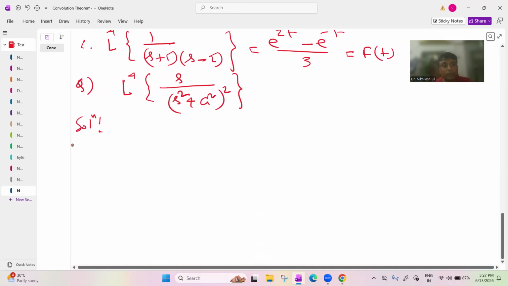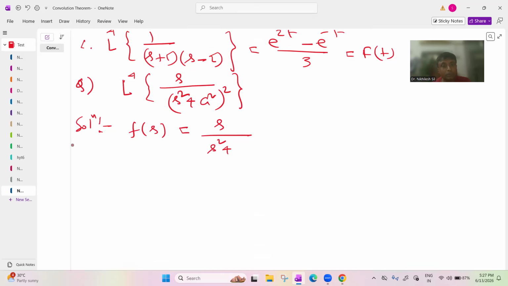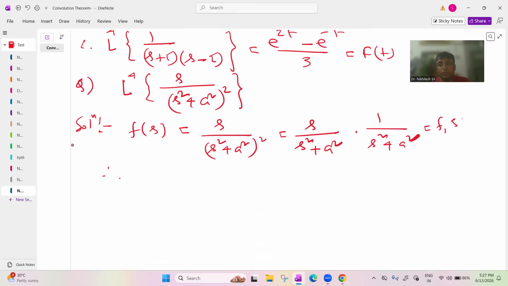Here, F(s) is equal to s by (s square plus a square) whole square. This is equal to s by (s square plus a square) into 1 by (s square plus a square). Therefore, this is equal to F1(s) into F2(s).